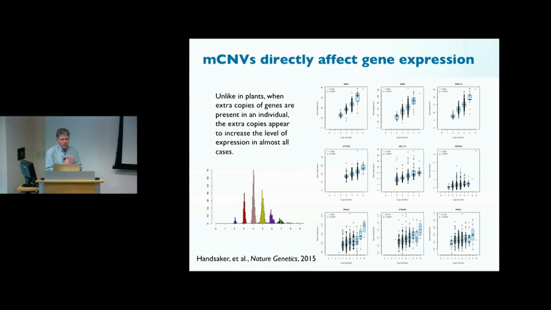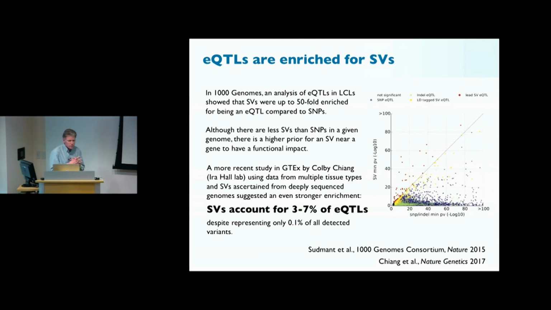But it turns out, apparently, humans don't have such a mechanism. Because in almost all cases, when we found a gene that was copy number variable, and then we looked at the expression data from the RNA sequencing, there's a linear correlation between the level of expression and the level of genes. More copies of the gene, more expression, right? So these copy number variants are clearly biologically active in the sense that they're changing the gene expression.